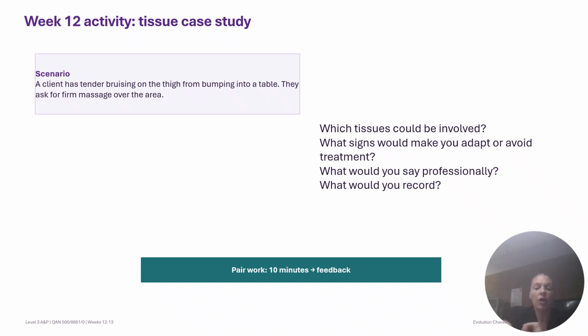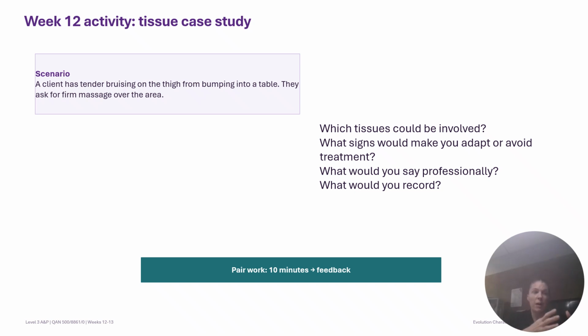So when it comes to this particular scenario, I want you to have a look at it. A client has tender bruising on the thigh from bumping into a table. They ask for a firm massage over the area. So number one, just have a think about what tissue is involved with this.